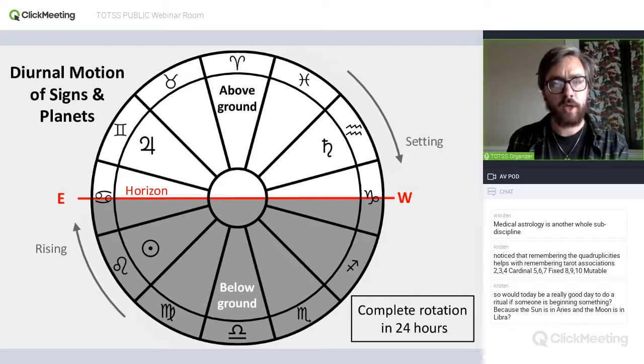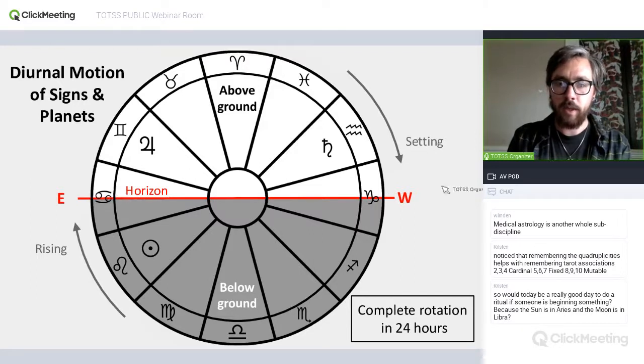And we can tell that it's just a couple hours before dawn because the rising sign changes approximately every 2 hours, not exactly because of the angles of the planes. Some of the signs rise faster than others, but on average, it's about every 2 hours it takes for one sign to rise up over the horizon. Right, so we have the eastern horizon over here, and then the western horizon over there. This is the place where the ecliptic crosses the eastern horizon. That's the rising, and then the western horizon, that's where the ecliptic is setting.